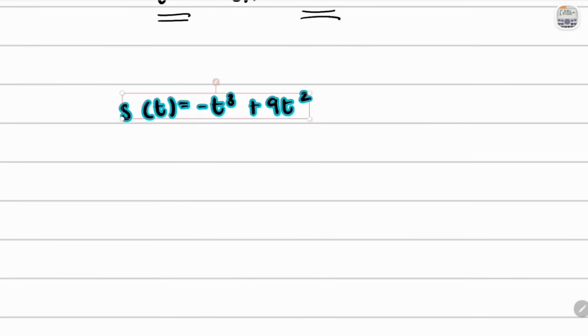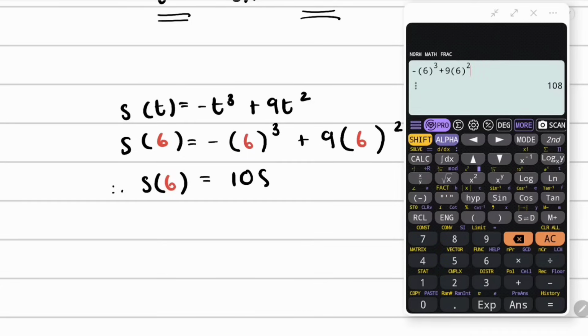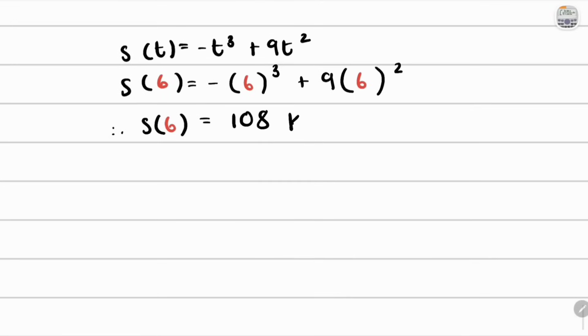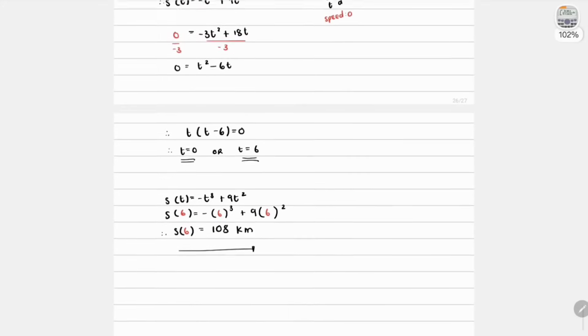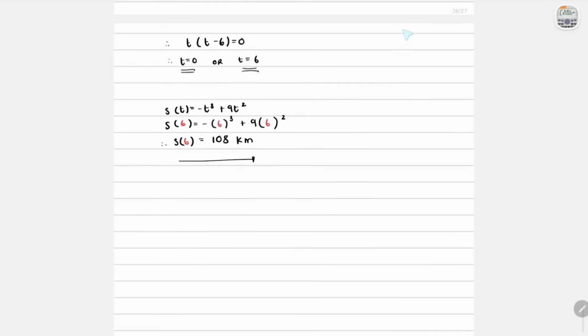So we'll substitute 6 in place of t. So s of 6 is equal to, and then we substitute, and then we get a distance of 108. And remember, the speed was in kilometers per hour, so the distance is in kilometers. Okay, and that will be our answer. The distance from P to T is 108 kilometers.